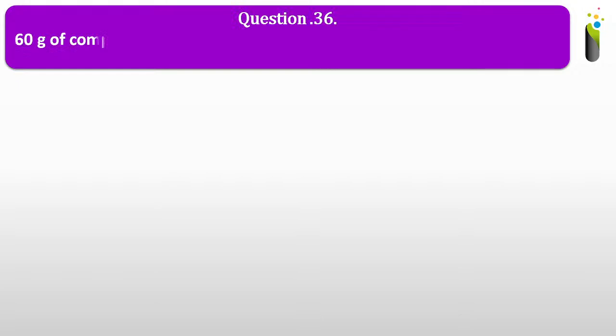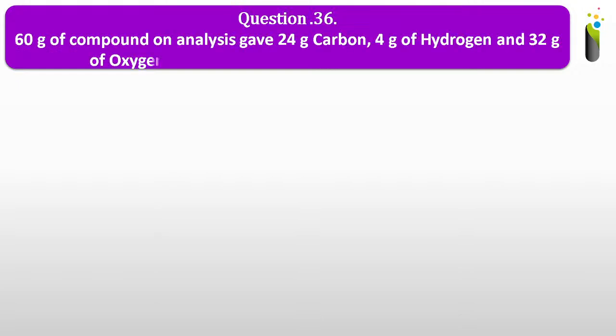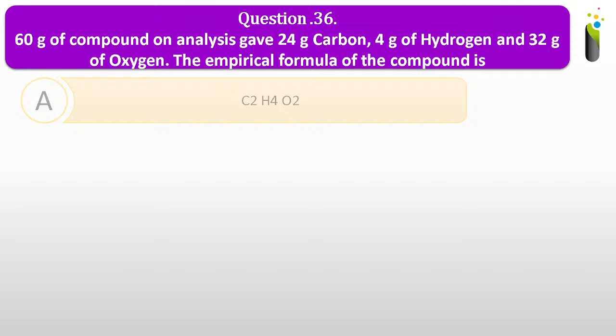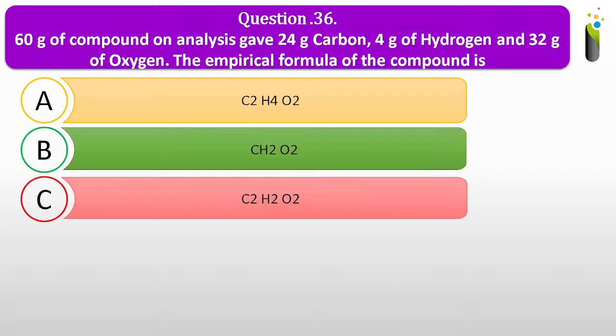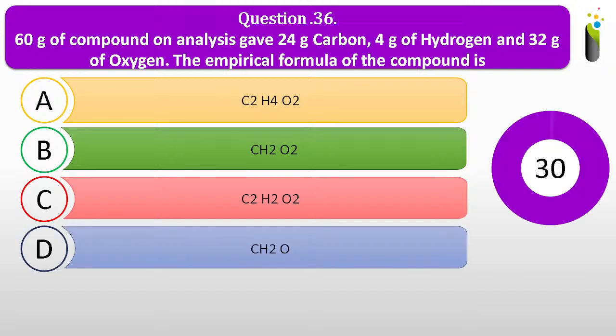Question number 36. 60 grams of compound on analysis gave 24 grams of carbon, 4 grams of hydrogen and 32 grams of oxygen. The empirical formula of the compound is dash. A. Is it C2H4O2? B. Is it CH2O2? C. Is it C2H2O2? D. Is it CH2O? So give me the answer.